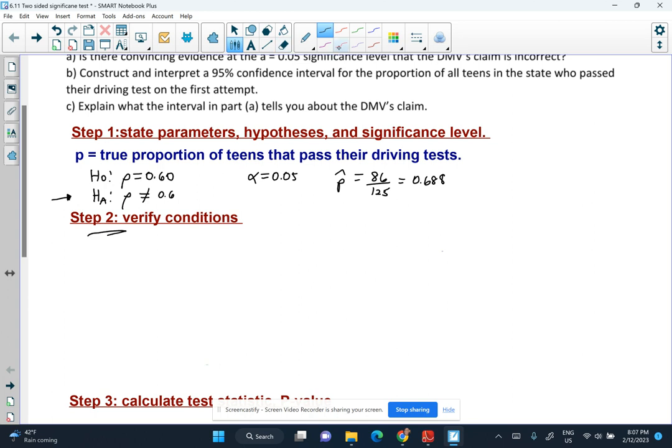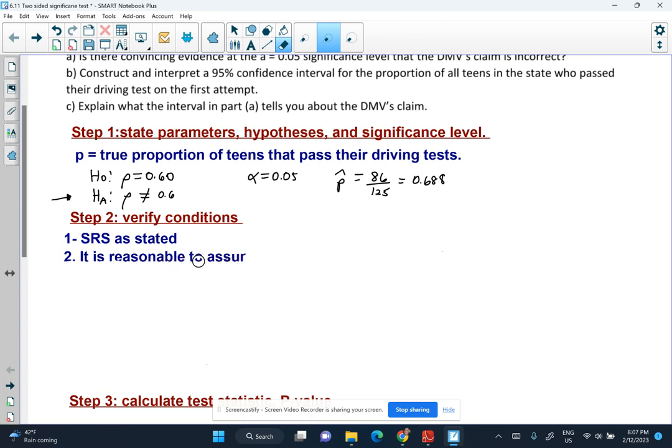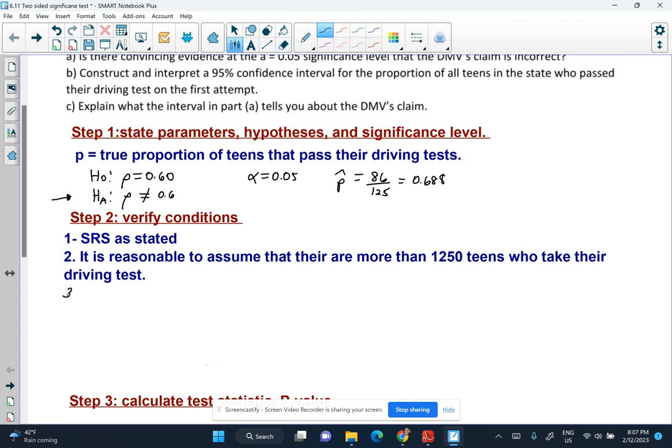So the next thing we're going to do is write out the conditions. The first is SRS is stated. The second is it is reasonable to assume that there are more than 1,250 teens who will take a road test. And that's probably a very reasonable assumption. The third condition is the normality condition.